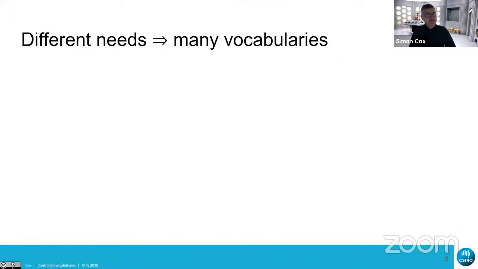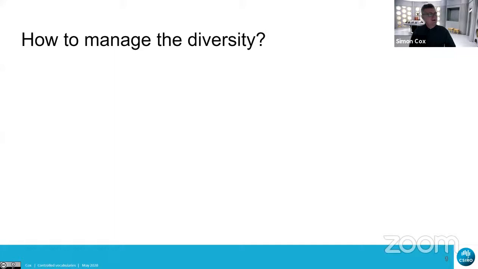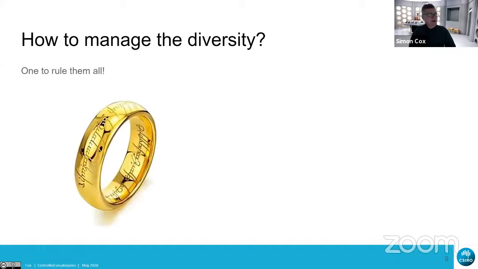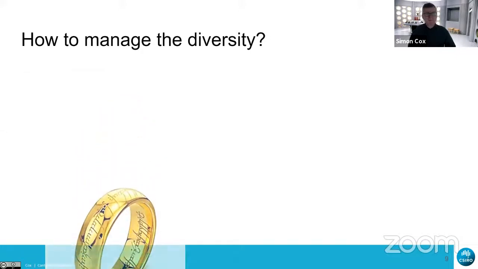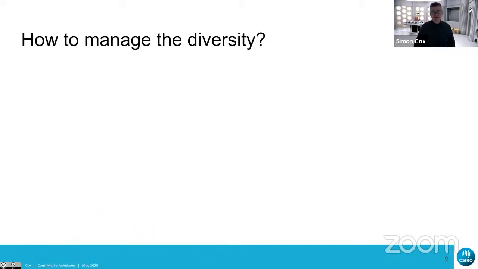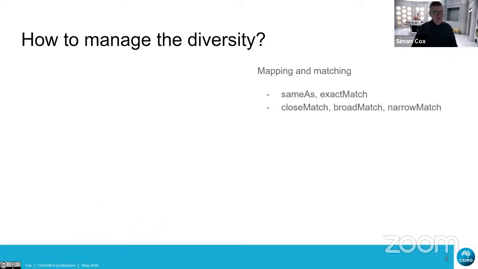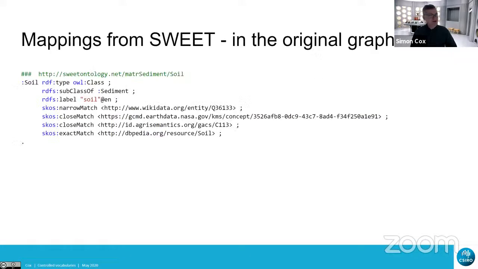So different needs lead to many vocabularies. And how might we manage this diversity? Some people think there should be one vocabulary to rule them all. That isn't going to happen. So we've got a few technical tricks we can use, in the context of the representations that we use, with mapping and matching assertions.